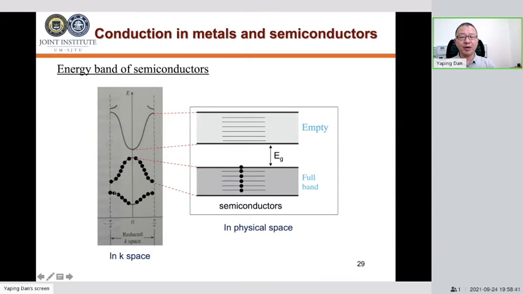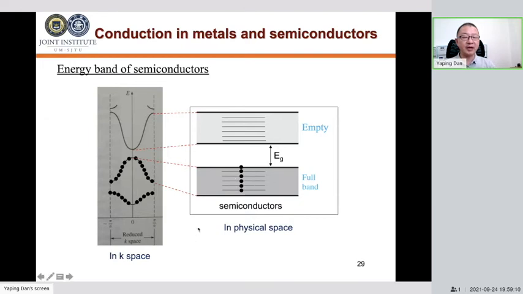So here is the K-space, the band structure in K-space. If you're not familiar with this, forget about it. We can only look at this part, which is the physical space. For semiconductors and metals, for a semiconductor, it has this sort of energy bands.